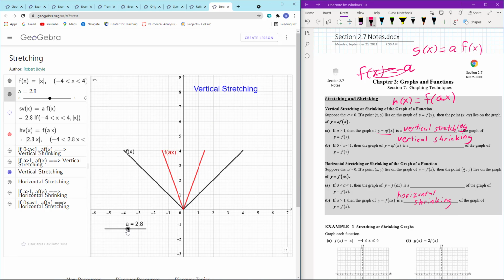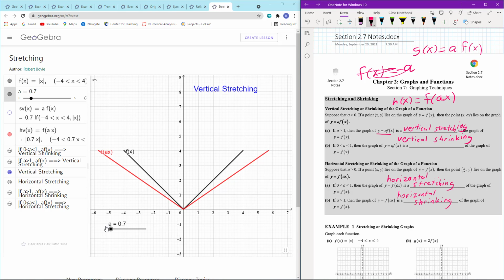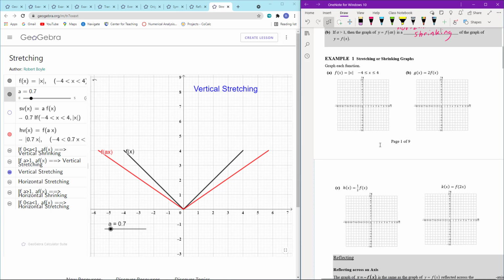And clearly, as you can see, when a is less than 1, the graph gets wider and wider. However, the range never changes until you get to that isolated case when a is equal to 0. So here we have a horizontal stretching. Okay, and that brings us to our first set of examples.